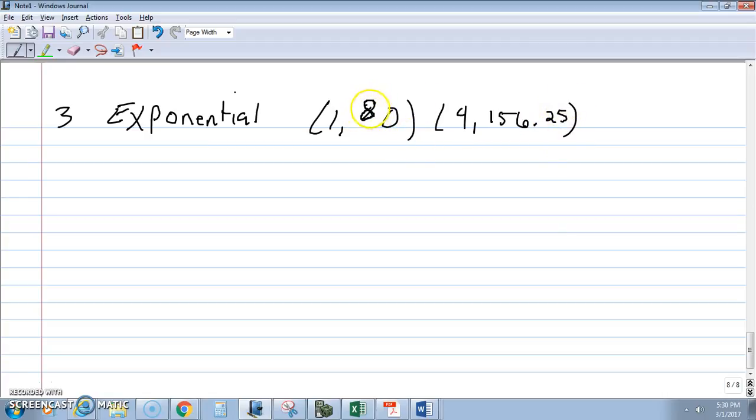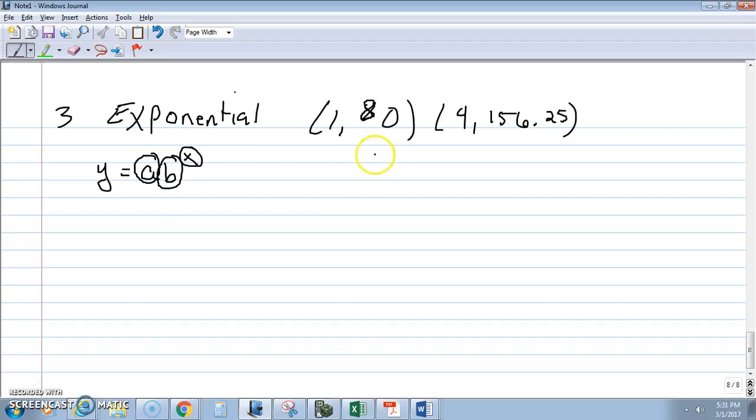So I should have in my notes, and you should have in your notes, the formula for an exponential equation, right? Here's our starting value. Here's the number we're multiplying by each time, and our exponent is the x. So what can I do? What can I do with all of this?